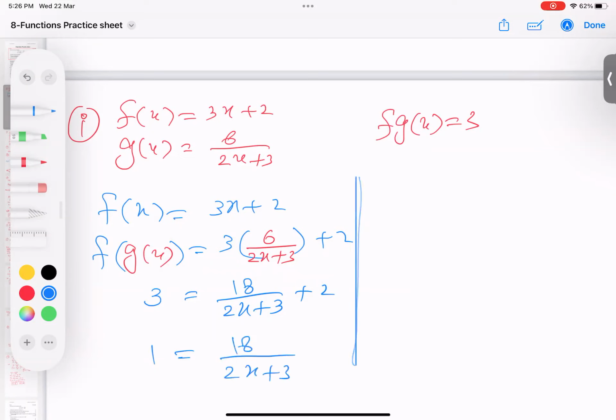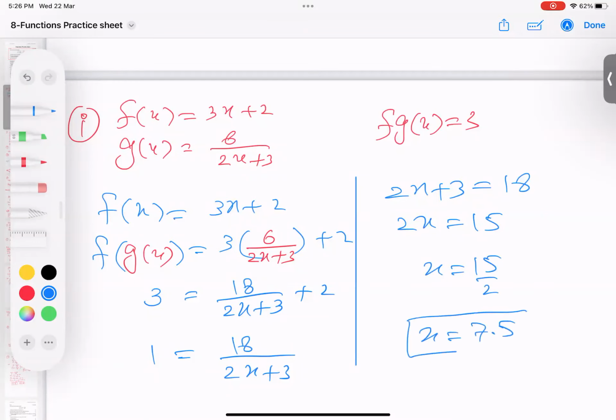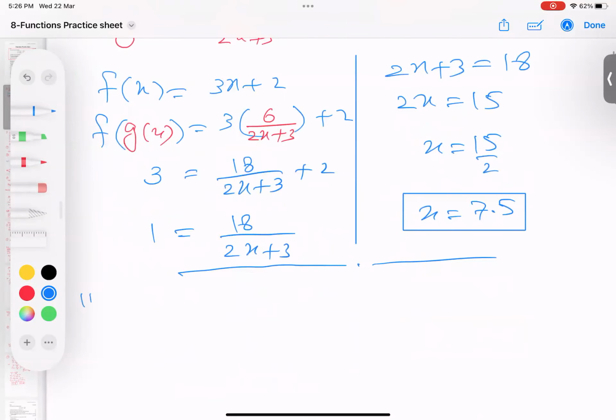And when I do cross multiply here, I got 2x plus 3 equal to 18. And 2x is equal to 15. And x becomes 15 by 2, or x is equal to 7.5. So I hope the point is very, very clear, and I have done part 1. So let's talk about part number 2.